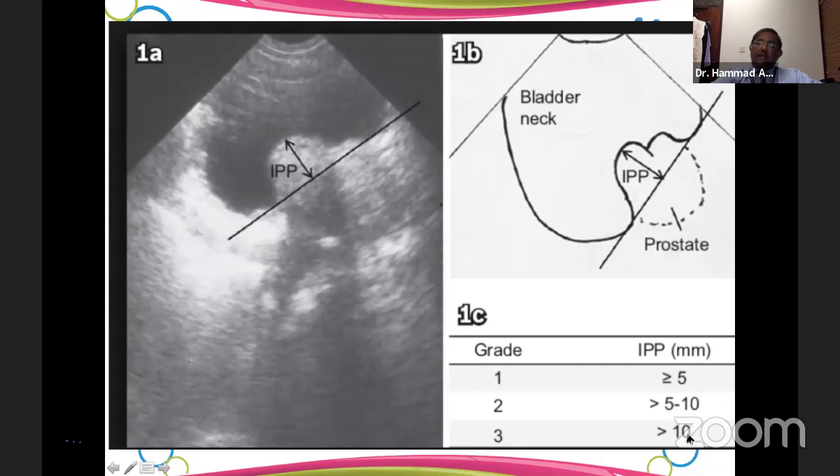Most men with grade 3 obstruction or grade 3 protrusion of the prostate will not respond to medical treatment. You can give them 5-alpha reductase inhibitors or alpha-adrenergic blockers, but they would not respond, and they would invariably require surgery.